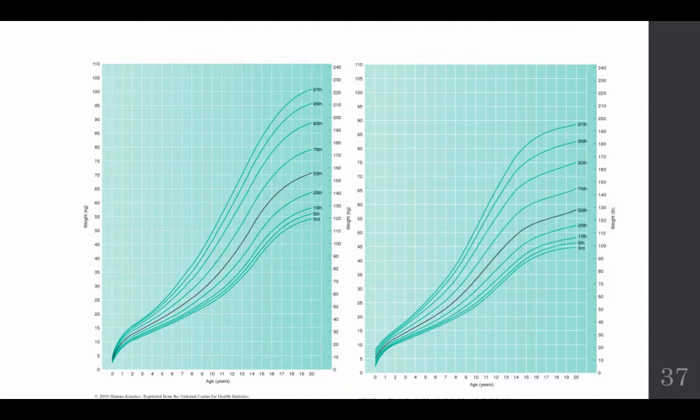We can see that these curves look similar to the height graphs, with the peak velocities taking place a little bit later than the peak velocities for height. Boys here are on the left and girls are on the right. And we can see again that since boys have a greater time period over which this gain in weight takes place, they tend to have a higher overall weight.